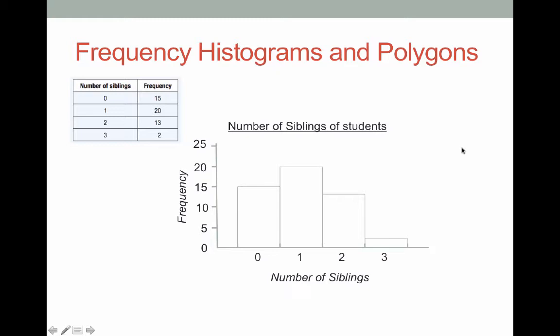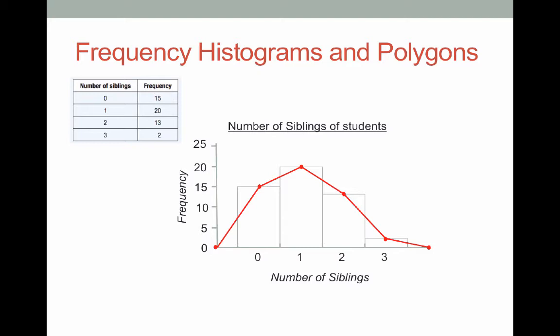That is the histogram. Now, if I wanted to draw a polygon, very simply, I'm going to put dots in the middle of each of my columns, and then we're going to join them up like a dot to dot. I start at the bottom left-hand corner and I finish at the bottom right-hand corner of my histogram. And that there is a frequency histogram and polygon.